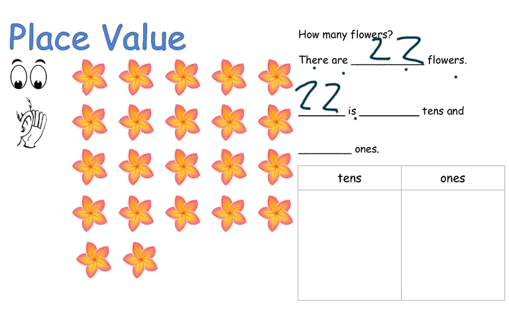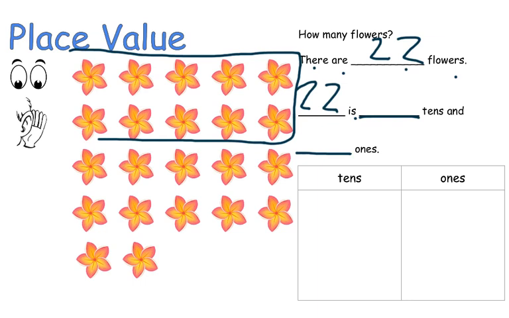22 is blank 10s and blank 1s. So we need to see how many groups of 10 we can make and how many ones there are. So I'm going to circle my groups of 10 again. Let's count. 1, 2, 3, 4, 5, 6, 7, 8, 9, 10. There's one group of 10. Now, oh, I see there's a lot more. I'm wondering if we can make another group of 10. Let's see. 1, 2, 3, 4, 5, 6, 7, 8, 9, 10. Oh, we can.